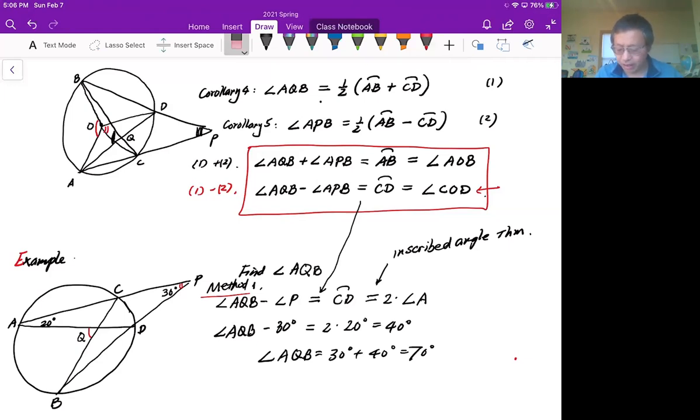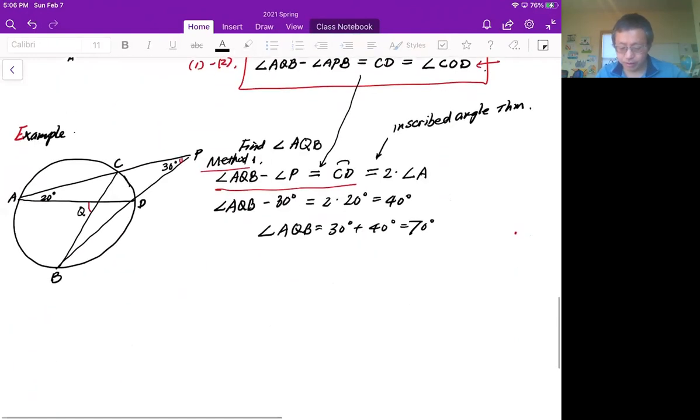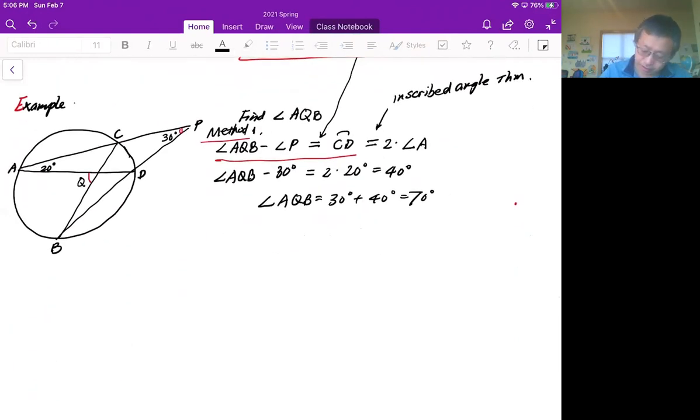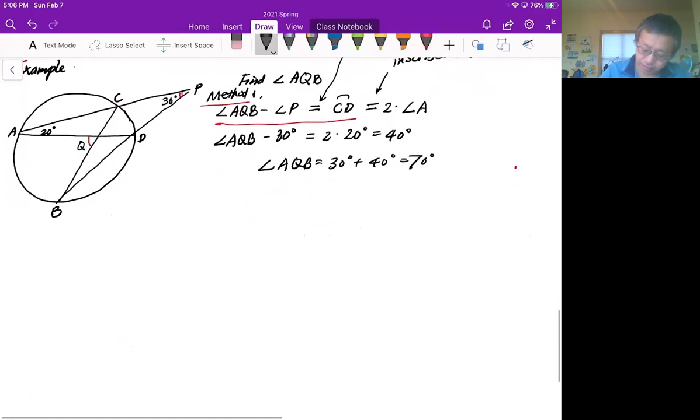So the second method is that I don't use those formulas. Suppose I can't remember, especially this one. That's not easy. Well, if you don't remember this, it's okay. So let's see, I'm going to do it in the following way. The second method, method two.